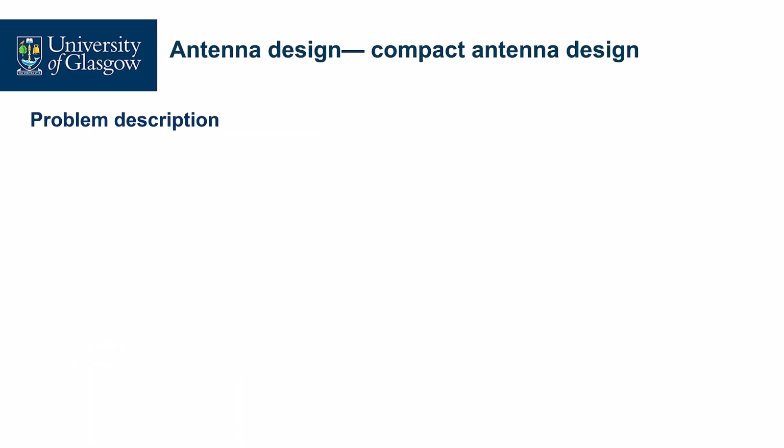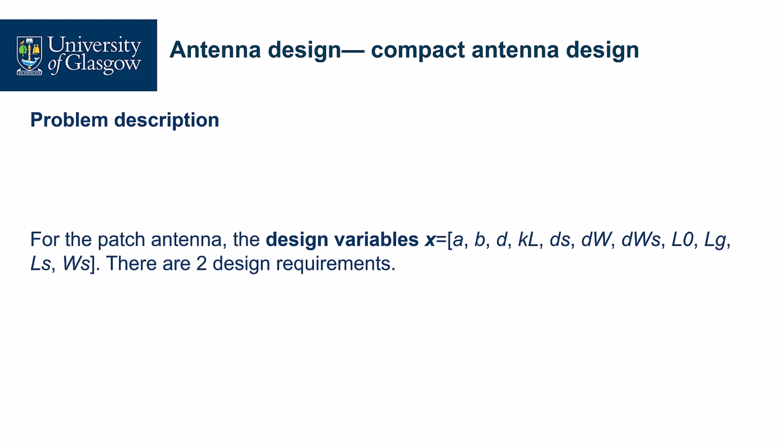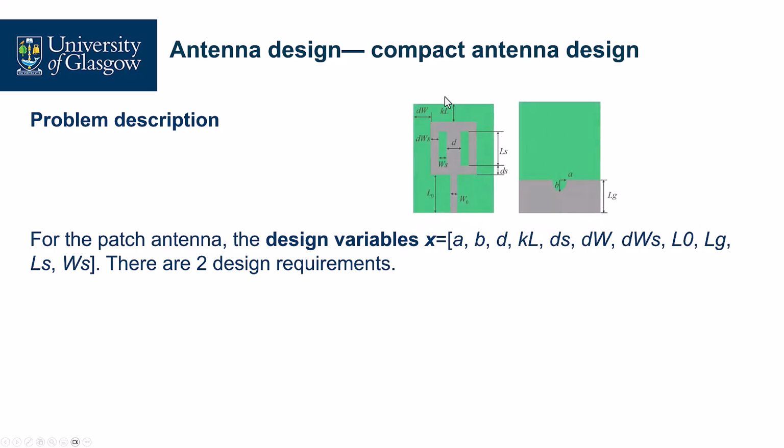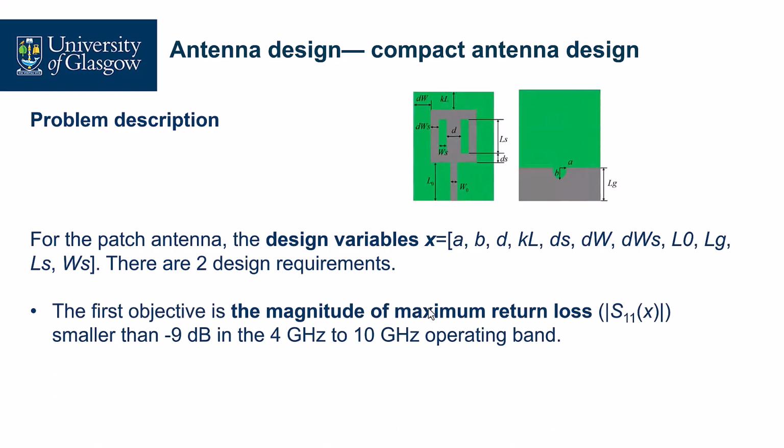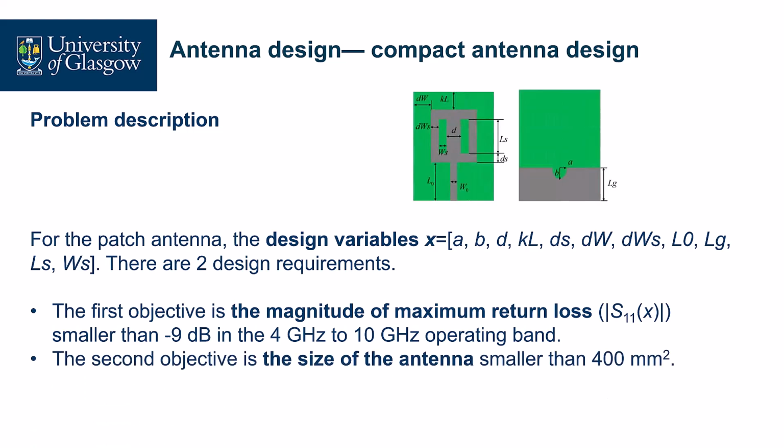Now we have a problem. The description is like this. We want to design a compact antenna, and the design variables are these. I draw them here. By changing these parameters, the antenna will have different performance. We have two design requirements. The first one is the magnitude of the maximum return loss. The max S11 magnitude should be smaller than minus 9 dB in the operating band of 4 to 10 gigahertz. The second is that the size of the antenna should be smaller than 400 square millimeters.